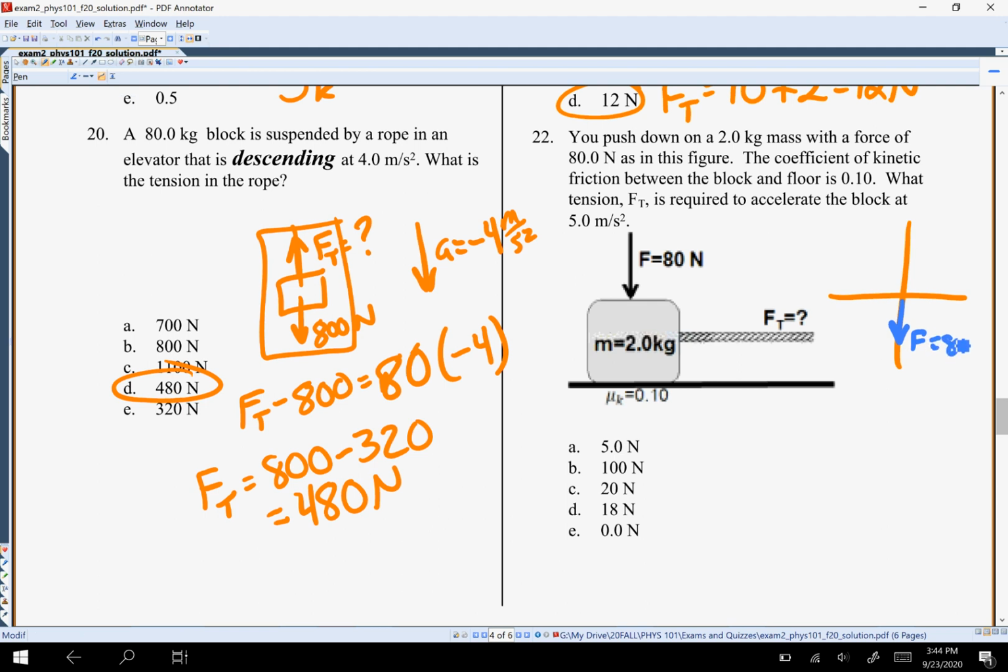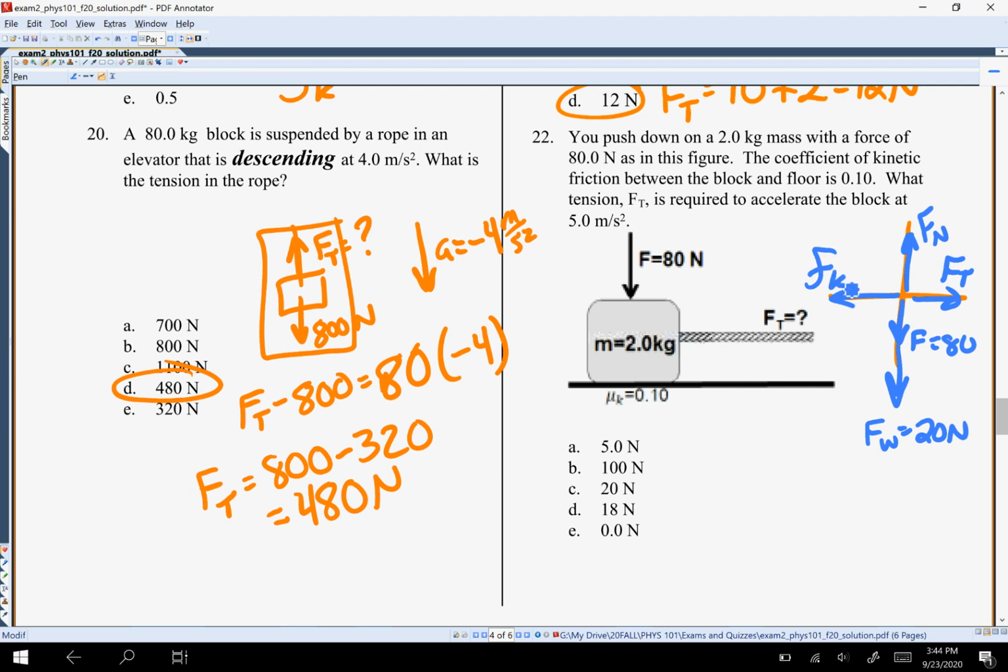So I have a force here that's equal to 80. I have a weight that's equal to 20 newtons. So I have 100 newtons going down. And then I have a normal force, which you might already be able to tell is going to be 100 newtons. I have a tension in this direction, and then I have a kinetic frictional force in this direction.